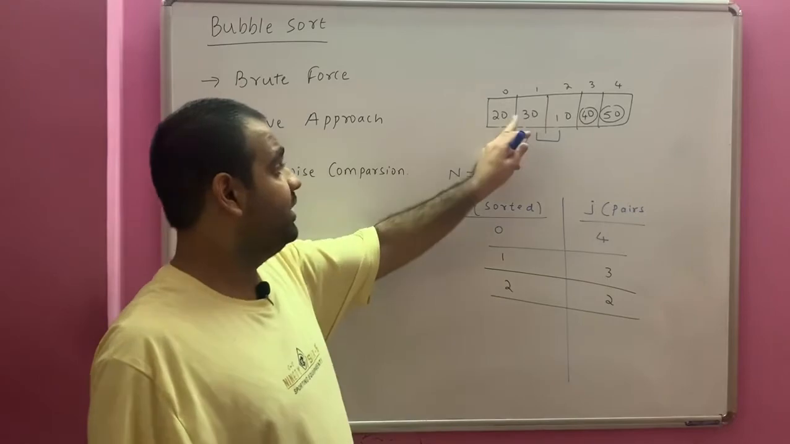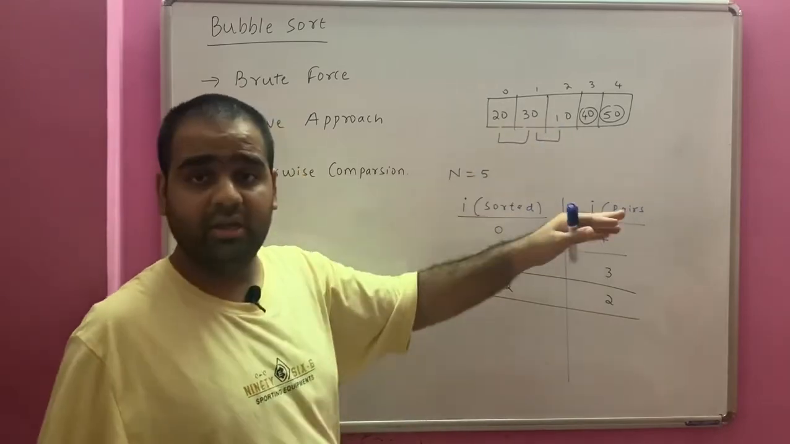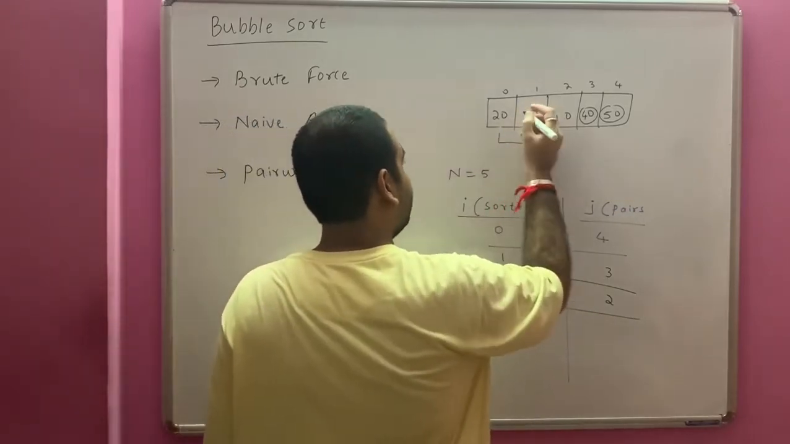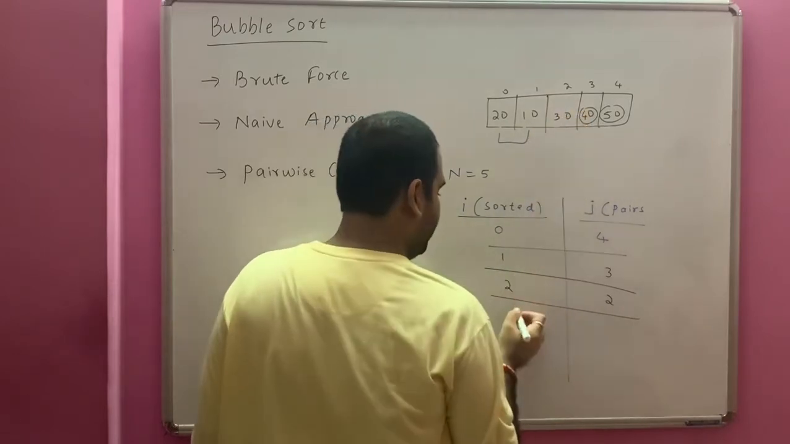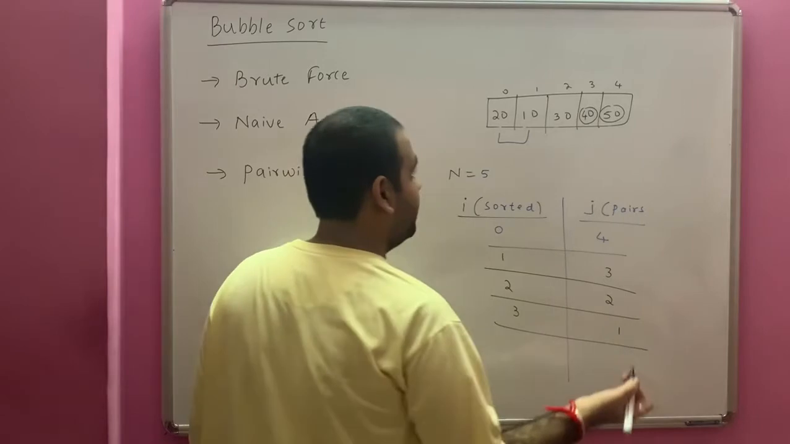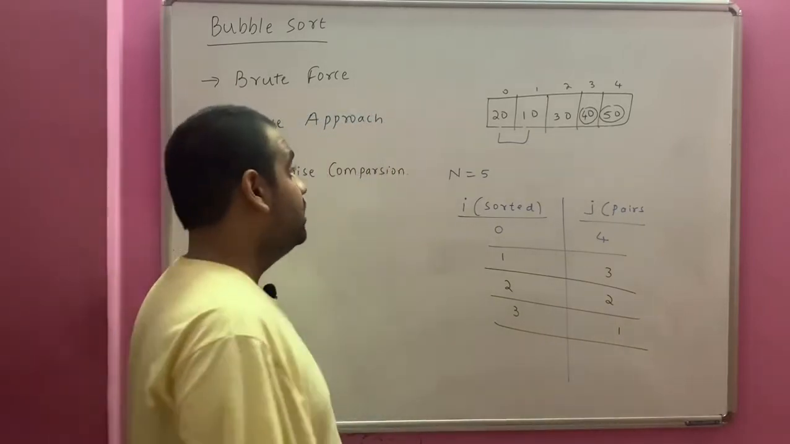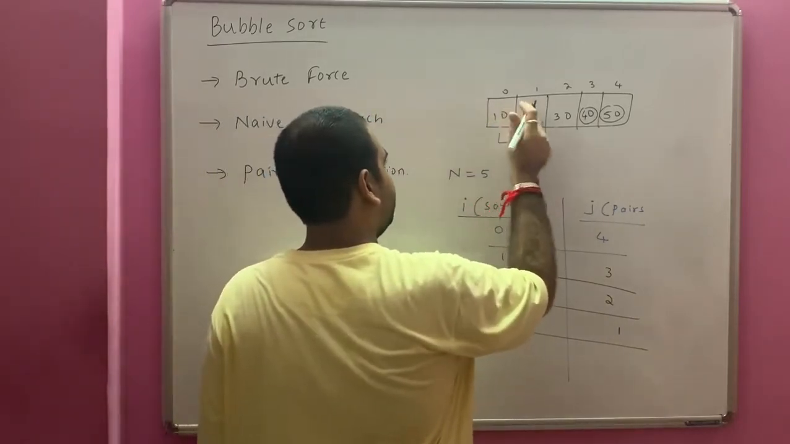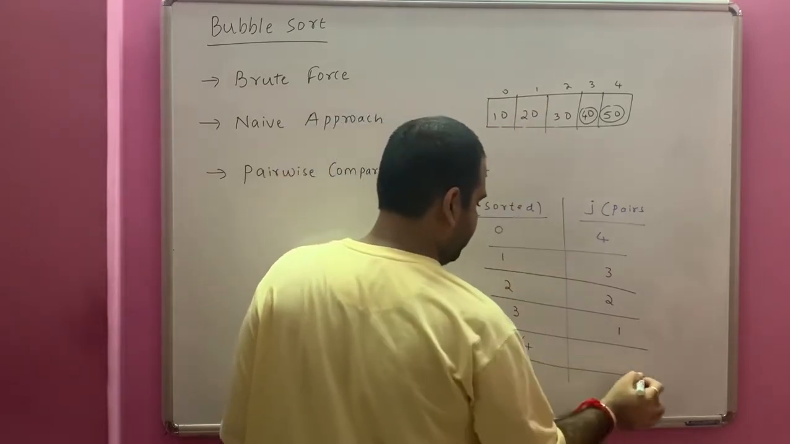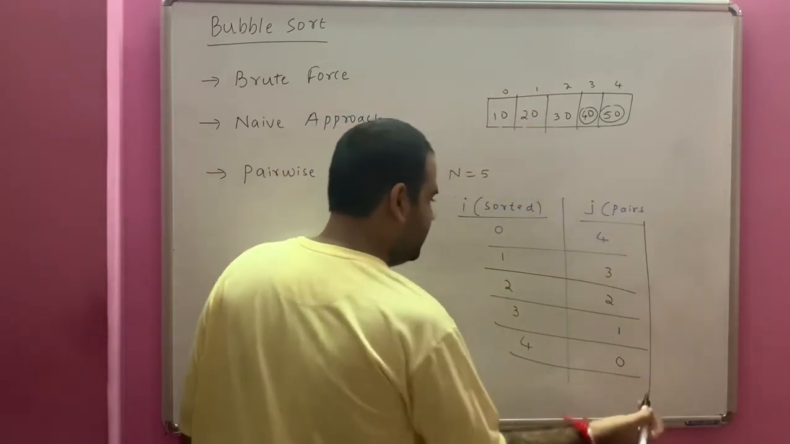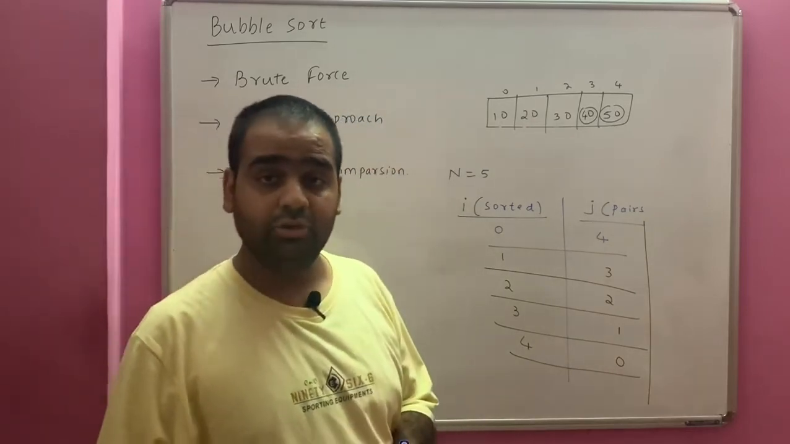Again you compare 20 greater than 30, no. 30 greater than 10, yes. You swap it. 10 comes here and 30 comes here. This is removed. 3 elements are sorted and the number of pairs is 1. 20 greater than 10, yes. 10 comes here and 20 goes over here. Now 4 elements are sorted. How many pairs are there? 0 pairs are there. This is the point where I need to stop.